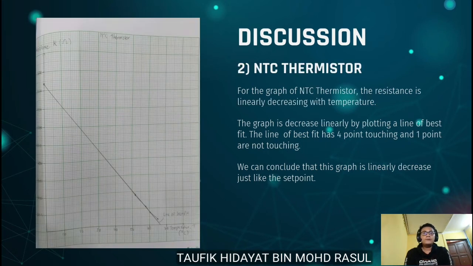Now, number 2 is the NTC thermistor graph. For the graph of NTC thermistor, the resistance is linearly decreasing with temperature. The graph is decreased linearly by plotting a line of best fit. The line of best fit has 4 points touching and 1 point not touching. We can conclude that this graph is linearly decreased just like the set point.